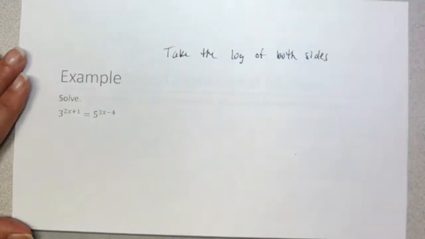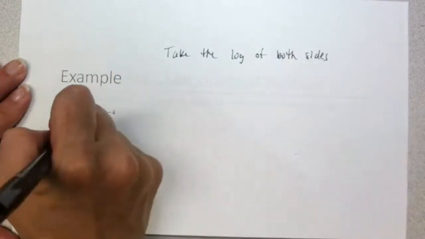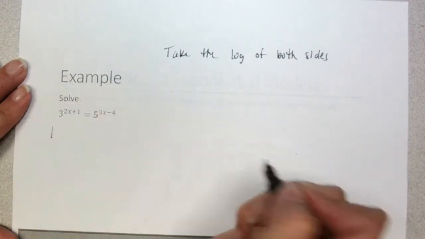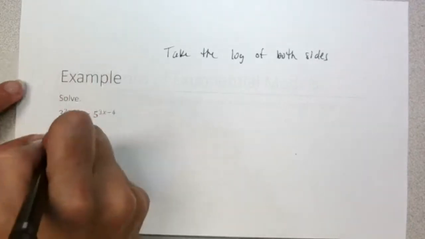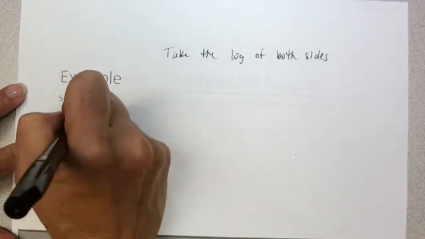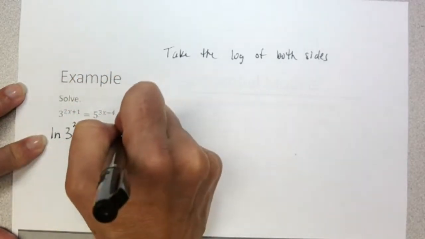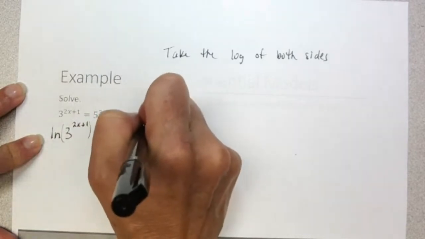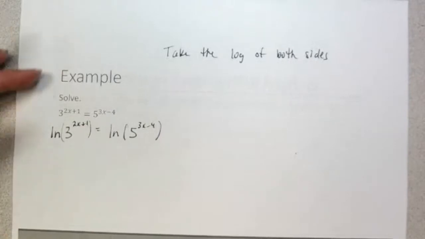Right? This is just using this one-to-one property in reverse. I can take the log of both sides. So I could rewrite this exponential equation as, I think we'll use natural log here instead of common log. It doesn't matter, I could have used common log. So I'll say the natural log of 3 raised to 2x plus 1 is equal to the natural log of 5 raised to the 3x minus 4. Okay, so that's just my one-to-one property.